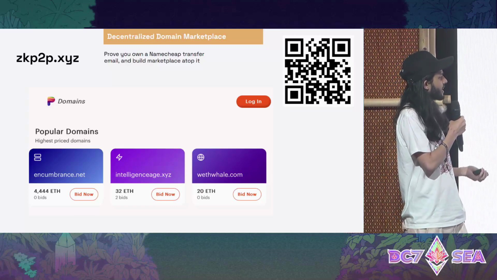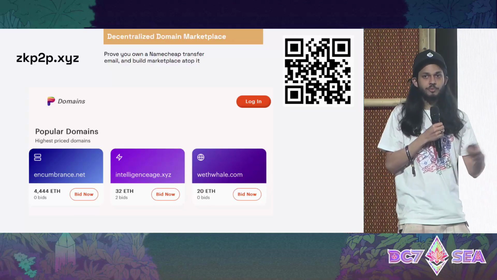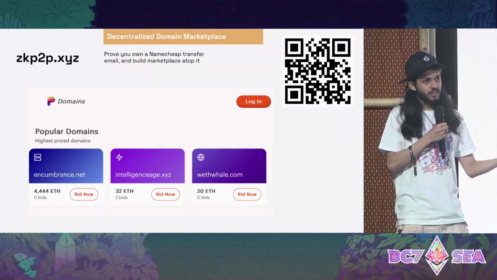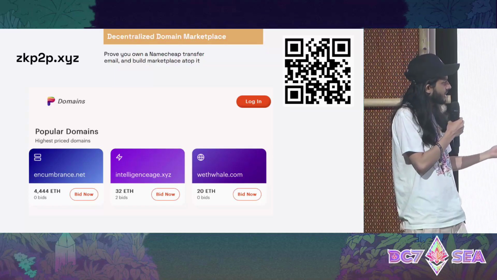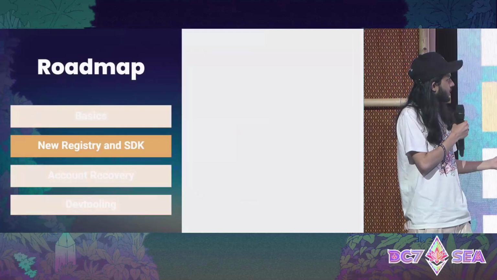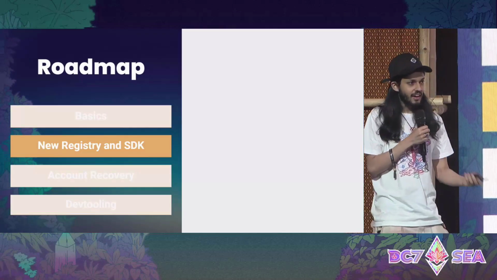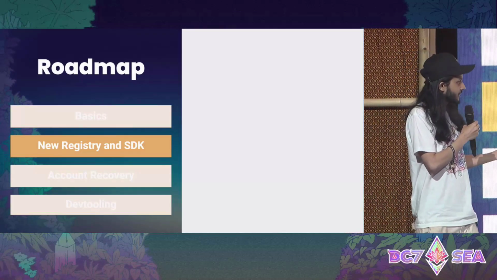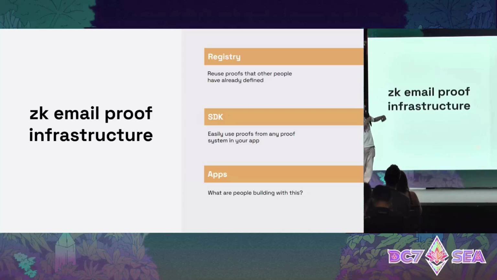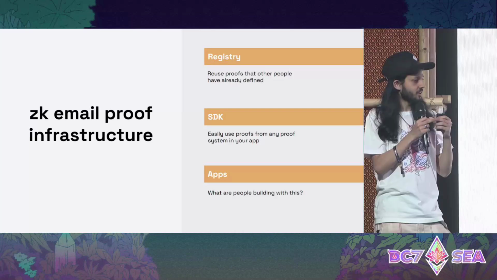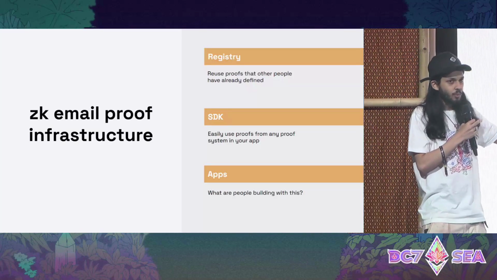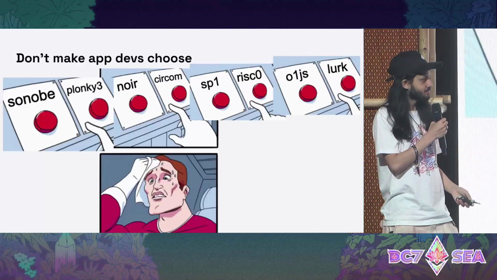This is quite compelling, and the idea that you can interoperate these Web2 assets or things in the real world with things on-chain is extremely compelling, and how can we get more of these? So our idea was, what if we made it really, really easy for somebody to create new proofs and update those proofs? So we'll talk a little bit about how this can be applied to general proof infrastructure in a couple of different ways. A registry that lets you reuse proofs that other people have already defined and define new ones very easily. An SDK that lets you use them very easily in your application. And finally, some inspiration around what are some apps that people are actually building with this.